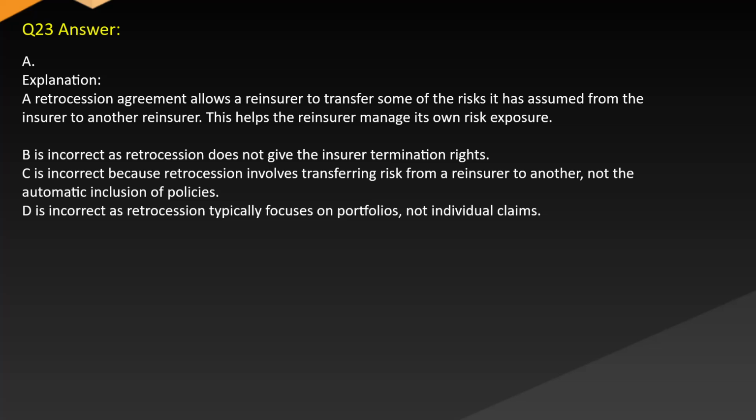Answer A. Explanation. A retrocession agreement allows a reinsurer to transfer some of the risks it has assumed from the insurer to another reinsurer. This helps the reinsurer manage its own risk exposure. B is incorrect as retrocession does not give the insurer termination rights. C is incorrect because retrocession involves transferring risk from a reinsurer to another, not the automatic inclusion of policies. D is incorrect as retrocession focuses on portfolios, not individual claims.